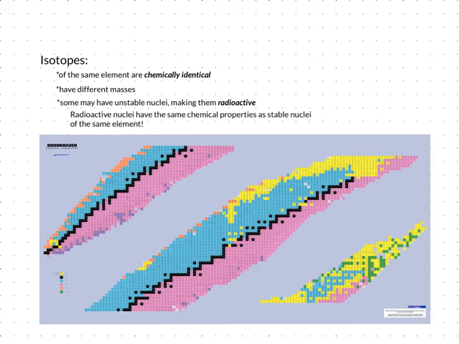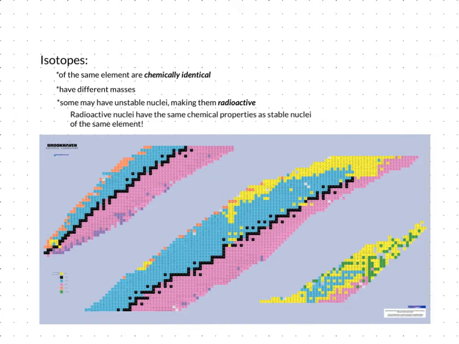So for example, carbon-14 is radioactive and carbon-12 is stable. Carbon-12 and carbon-14 are chemically identical to each other. They react in exactly the same way. The only difference is that one has a couple extra neutrons and will eventually undergo a nuclear reaction to become more stable. Okay.